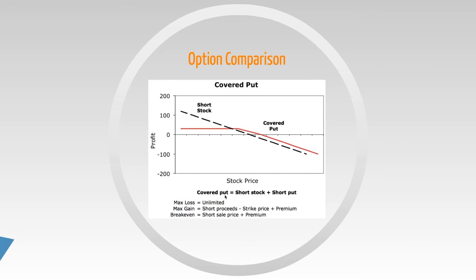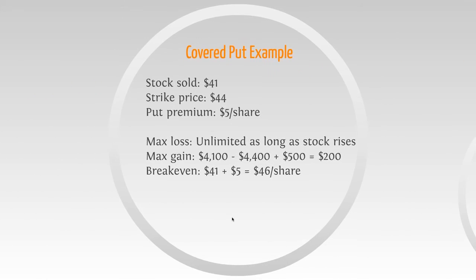Our next position is called a covered put. Now, this is when we short the stock. Again, we're borrowing and selling the stock, and then we're also shorting the put. So we're selling the right for somebody to sell the shares back to you at a given price. And we can see the solid line here is the net of the two positions. Our break even is the short sell price plus the premium. And let's look at the math behind that.